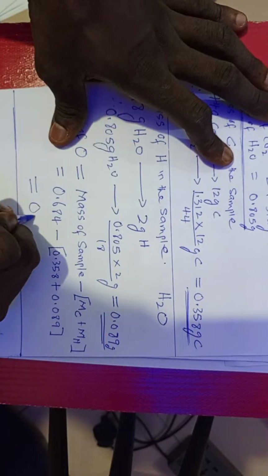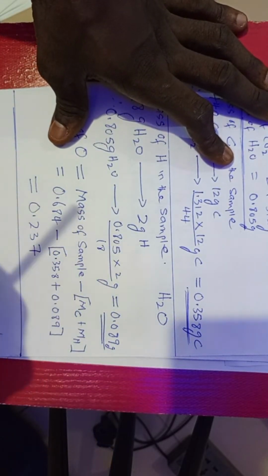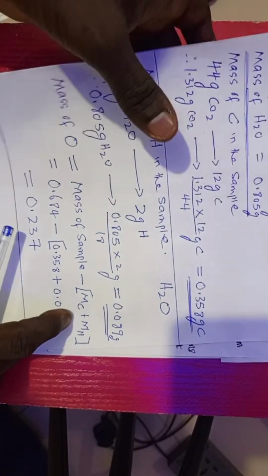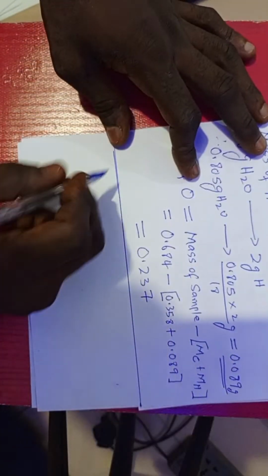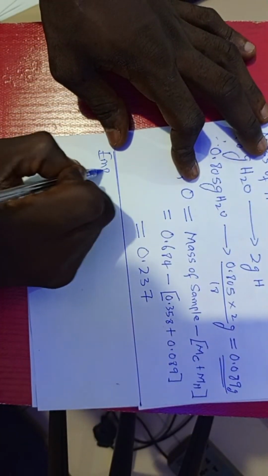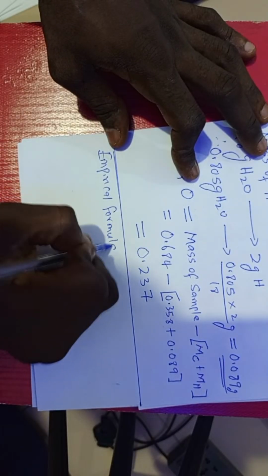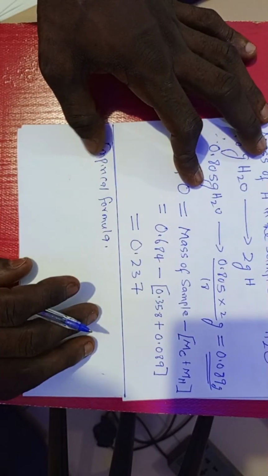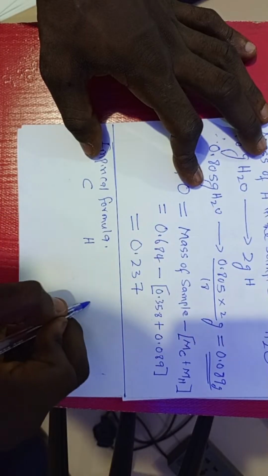So 0.237. Now let's calculate the empirical formula of this sample, and that's going to be very simple to do. Are you ready for that? Let's do that together. So how do you find the empirical formula? Let's arrange all the atoms in place. We have carbon, hydrogen, and oxygen.